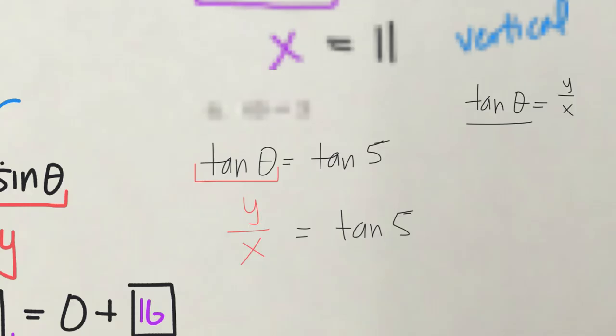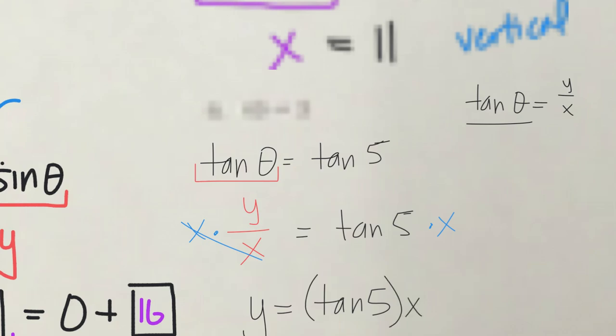So here, my last step is to multiply by x, because I don't want to have y and x on the same side unless it's x squared and y squared, which is a circle. We don't have that. So our final answer, y equals the tangent of 5 times x. Not the tangent of 5x, but the number tan 5 times x, which is your slanted line. Tan of 5 is probably going to be negative. So it's a slanted line that goes through your origin and has a slope of tan 5.